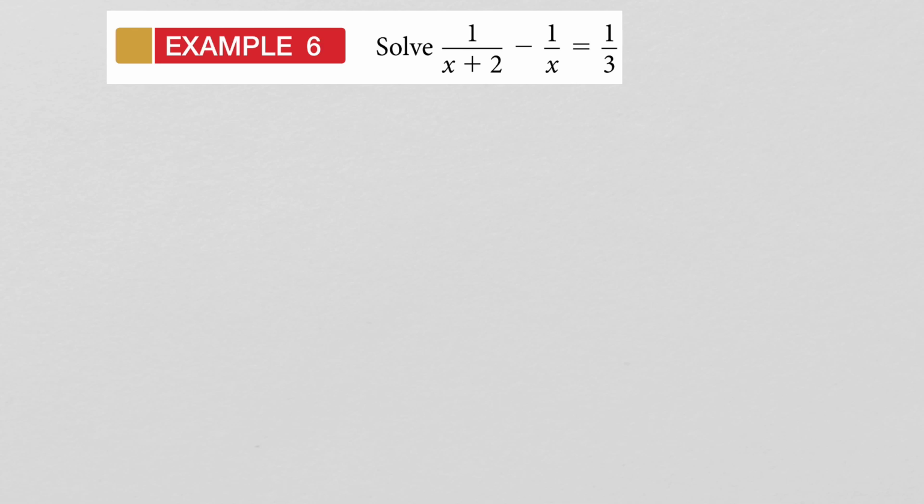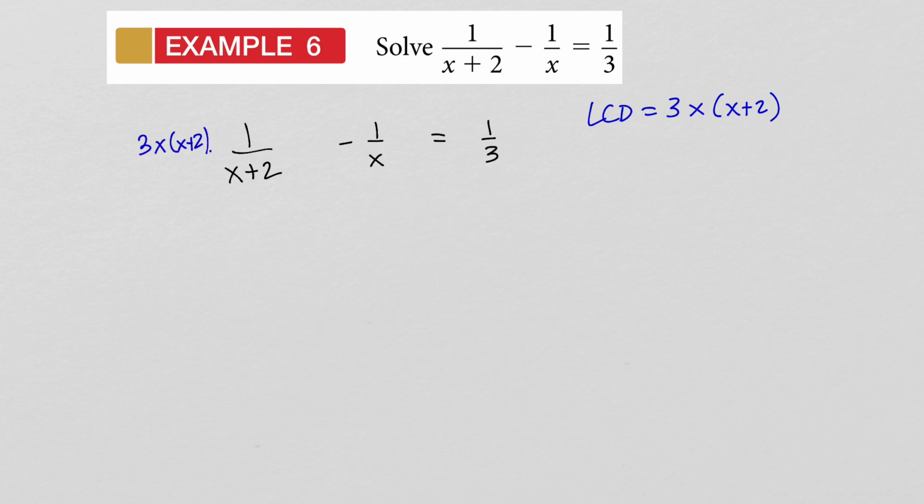So here's another example. Again, very similar to the previous two examples. We have 1 over x plus 2 minus 1 over x is equal to 1/3. Let's identify that the least common denominator is 3 times x times x plus 2. And I'm going to multiply both sides by that least common denominator. So when I multiply here, we're going to have 3x times x plus 2 multiplied by that, and then 3x times x plus 2 on the other side. Okay, there we go. And now we're going to cancel.